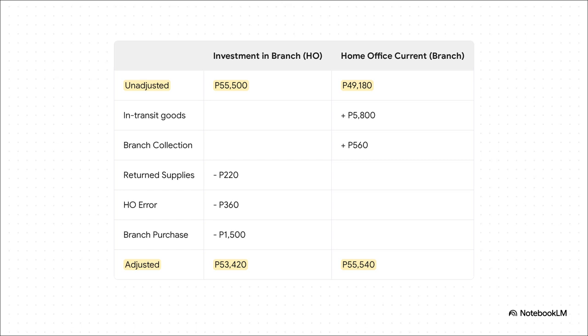Okay, first up, merchandise in transit. That's a classic. The home office sent it, but the branch doesn't have it yet. So we add it to the branch's books. That's the plus 5,800. Next, the branch collected one of the home office's accounts receivable, but didn't tell them. The home office needs to know they have less of a claim now, so that's a minus 560 on their side. Then you see supplies were returned and a couple of errors. Each one is just a little adjustment on one side or the other.